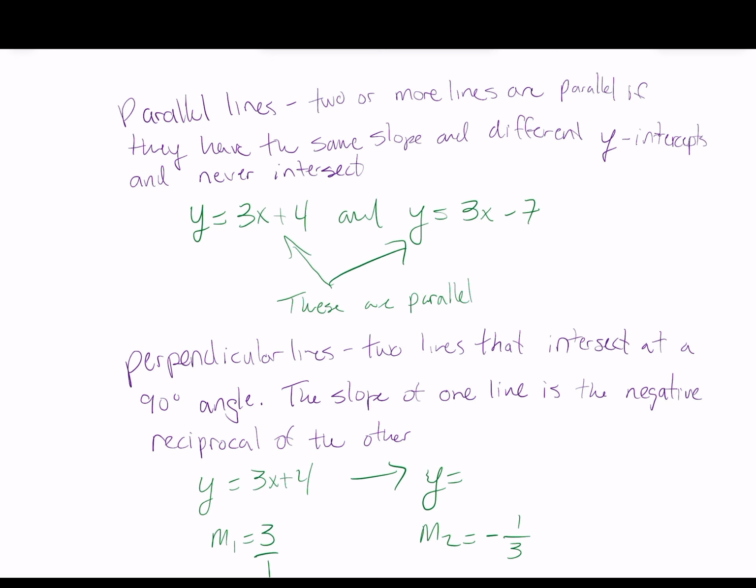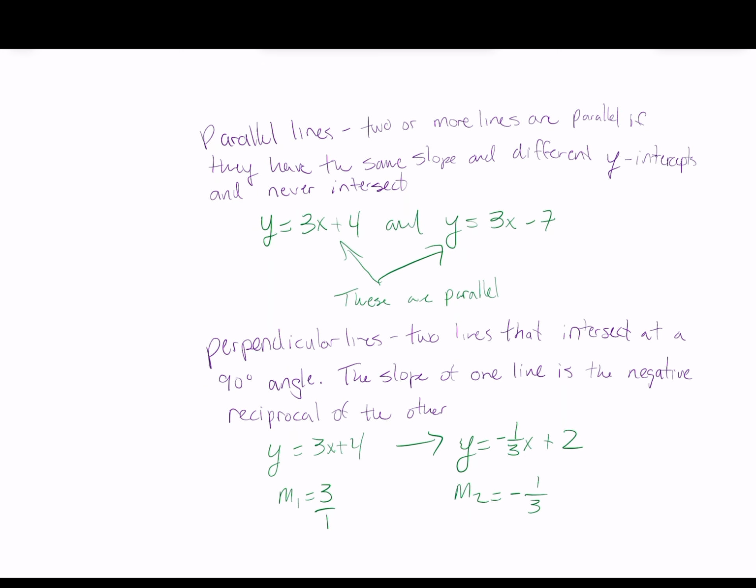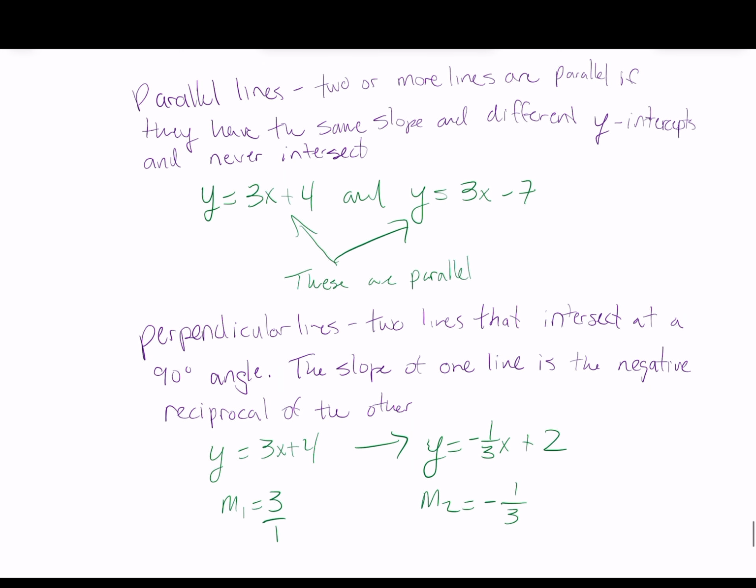So what we would need is for that value to be negative 1/3 x plus some other value, let's say 2. Those two lines, we'll zoom out just a hair. These two lines are perpendicular.